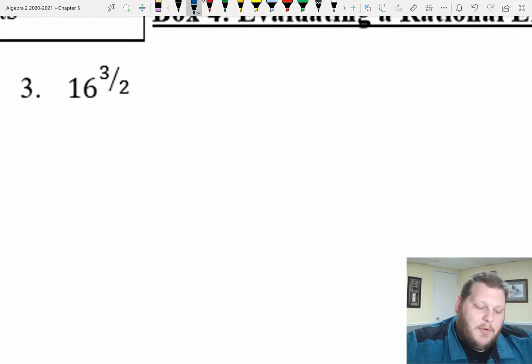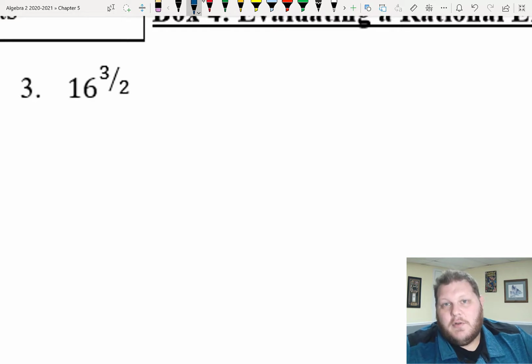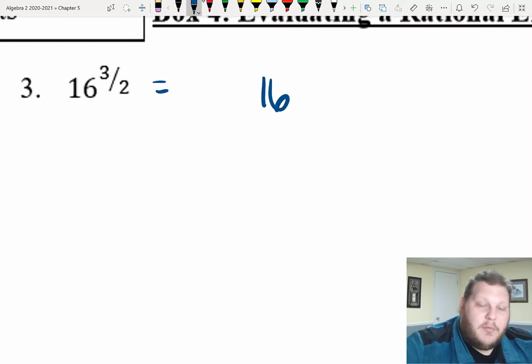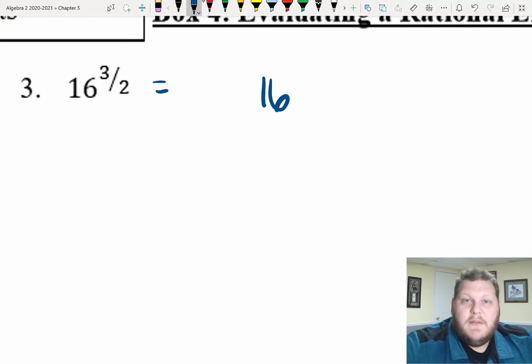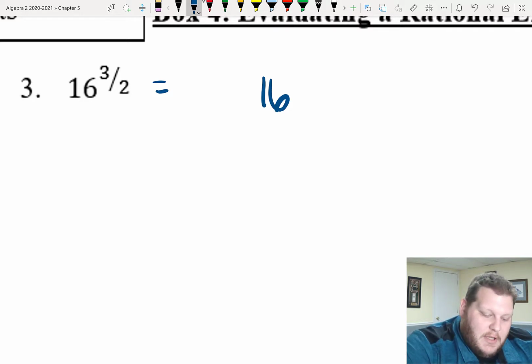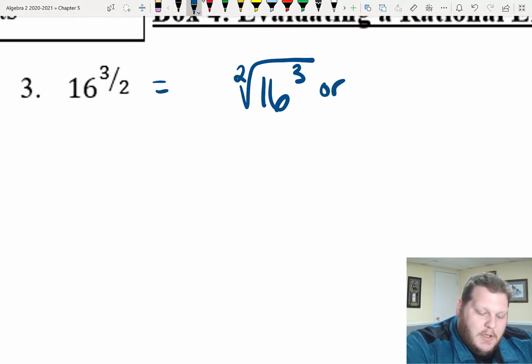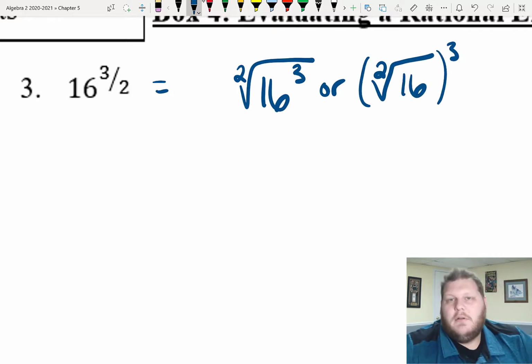So starting with number 3, we've got 16 to the 3 over 2 power. We would rearrange that. 16 is still going to be my base. We've got 3 as the top of my fraction. This is the beauty of things, you've got your choice. You could either say 16 to the 3rd power, all underneath the 2nd root. So that's again how it gets rearranged. Or you could say the square root of 16, all being raised to the 3rd power.